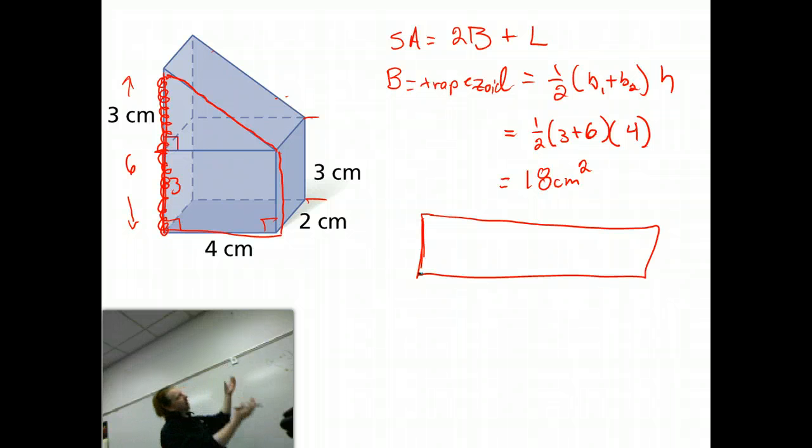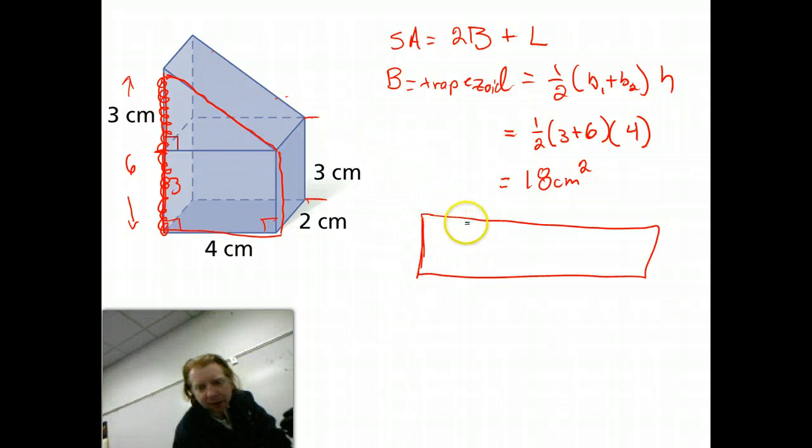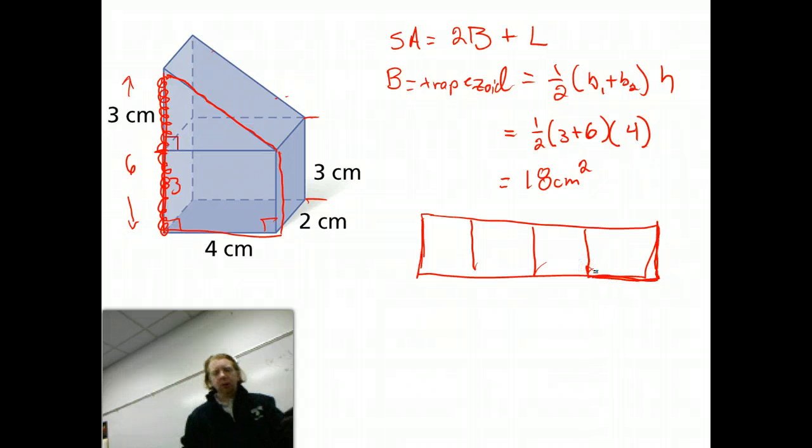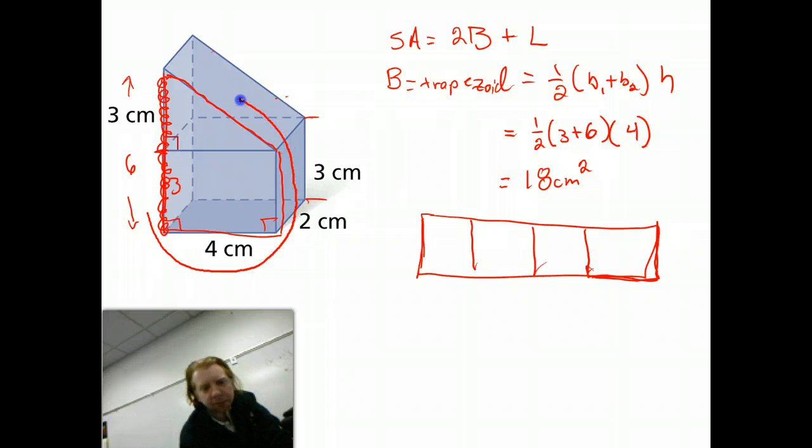Now I still got to do that wraparound, right? So what I'm going to do is I'm going to mark off a rectangle that is that wraparound lateral area in order to get a better idea of what it is I'm looking at. Now the wraparound, that's the one that goes around this way, is 2 centimeters tall. Not 2 meters. Two centimeters.